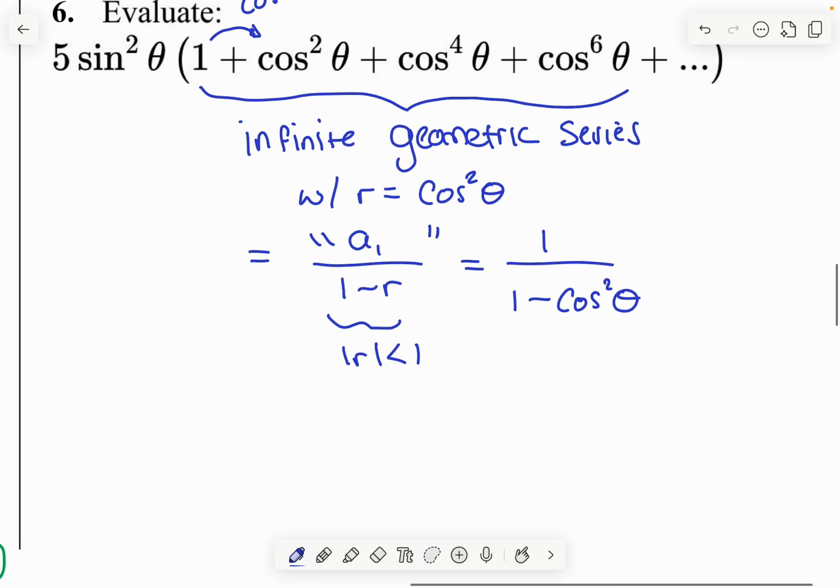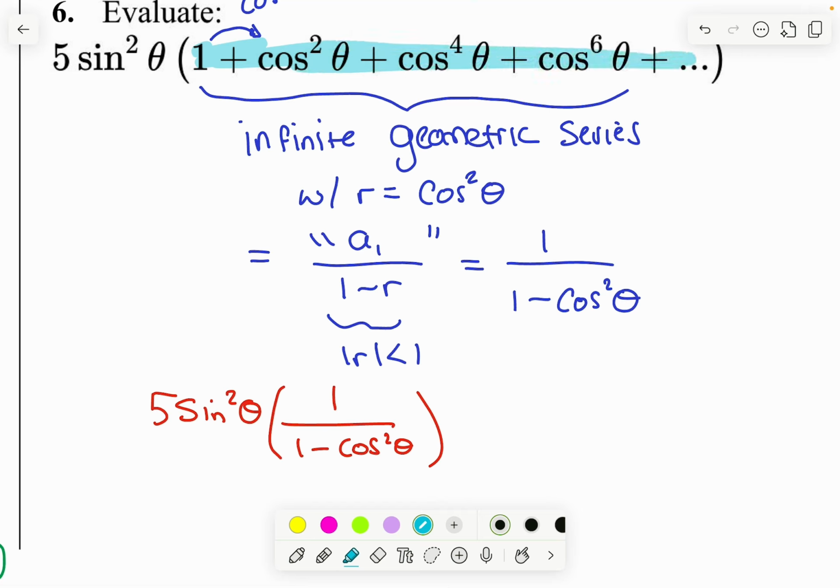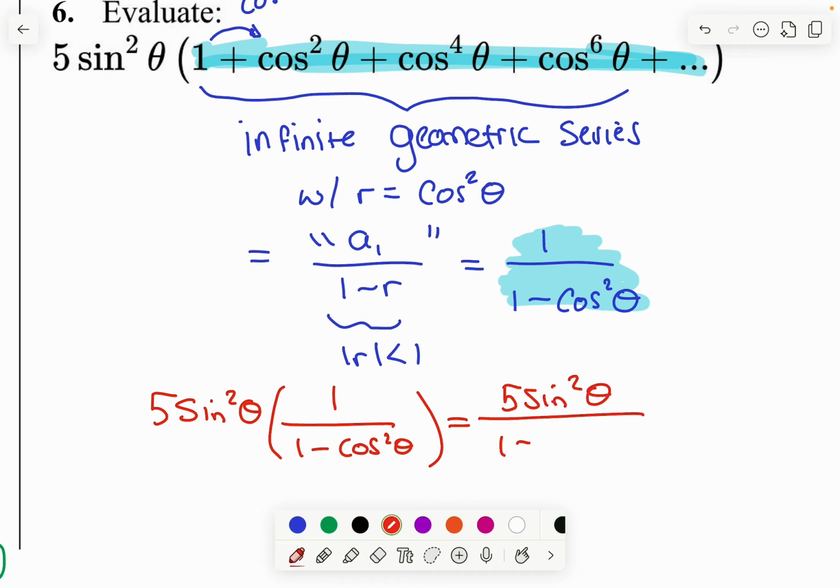All right, so now I've got that 5 sine squared, and if I multiply it by 1 over 1 minus cosine squared. So again, just a reminder, all of this I'm saying is equal to this according to my formula. All right, and if I distribute, I get 5 sine squared over 1 minus cosine squared, but of course 1 minus cosine squared, remember, is also known as sine squared.